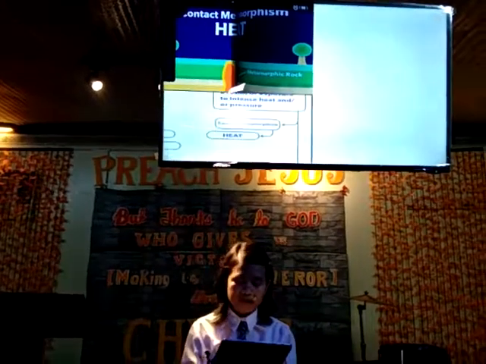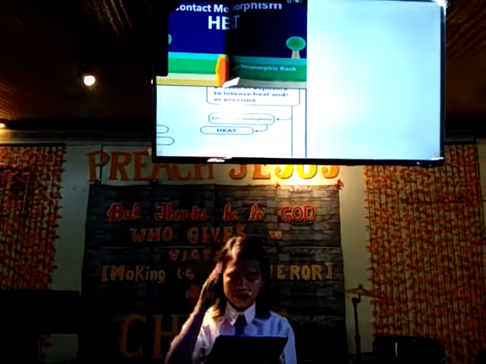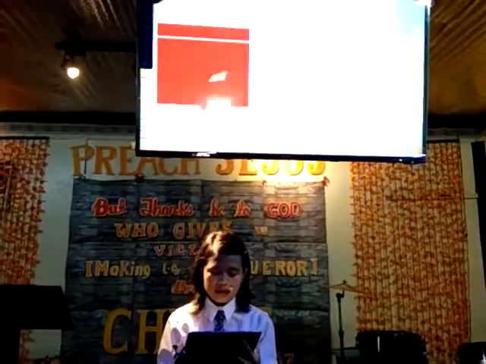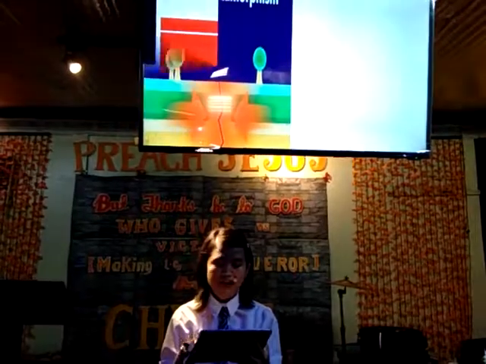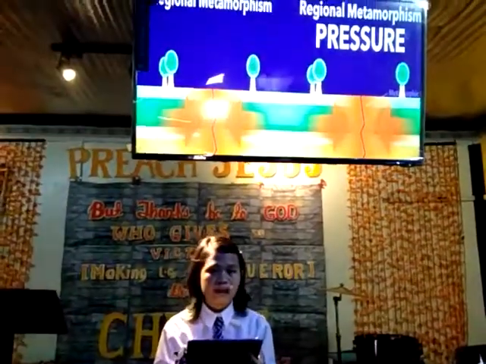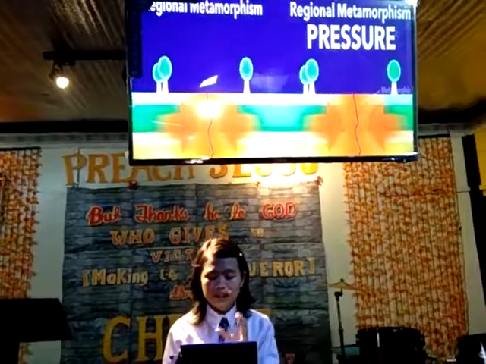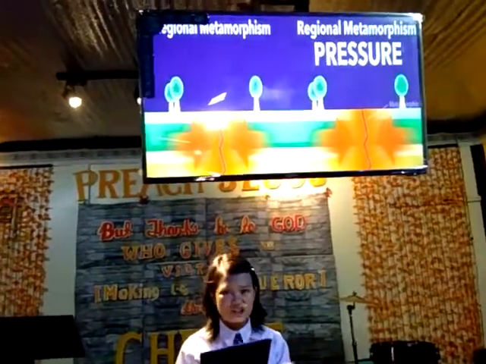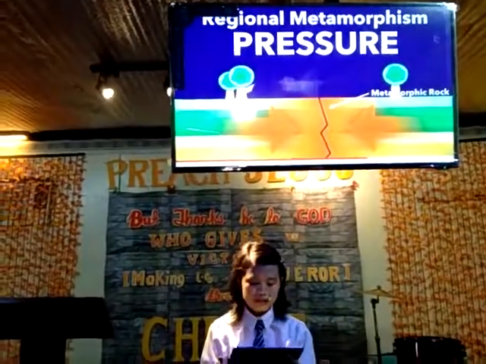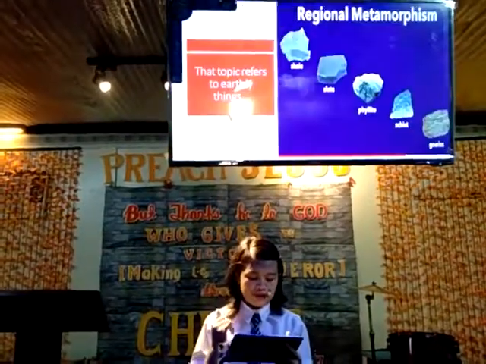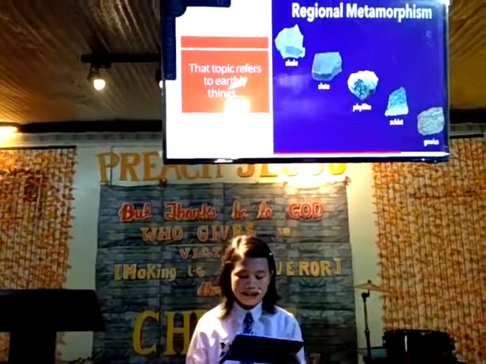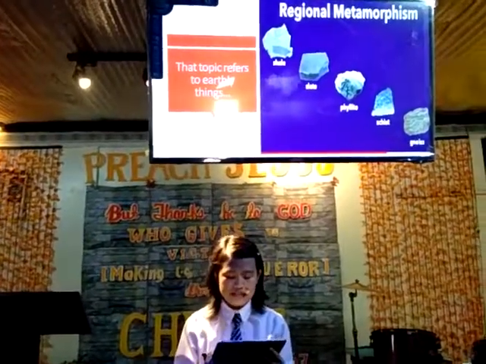But regional metamorphism, this one, the crack, the big fault, is all about the pressure. Again, contact metamorphism is all about the heat, and regional metamorphism is about the pressure. Those topics refer to earthly things: the shale, the slate, the pyrite, the schist, and the gneiss.